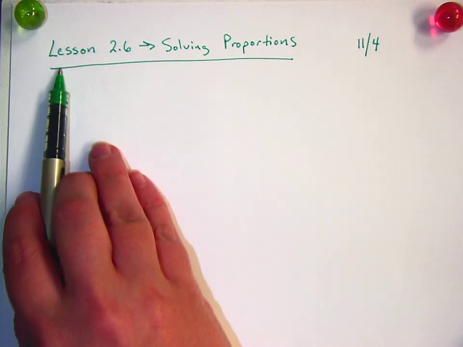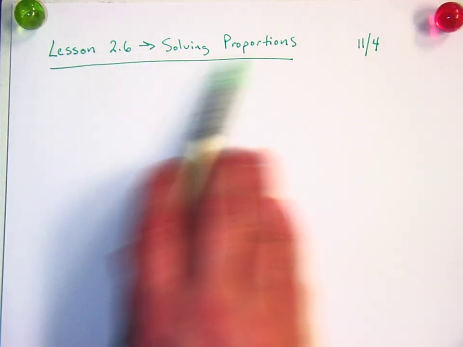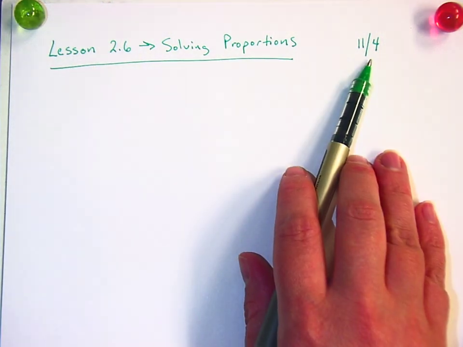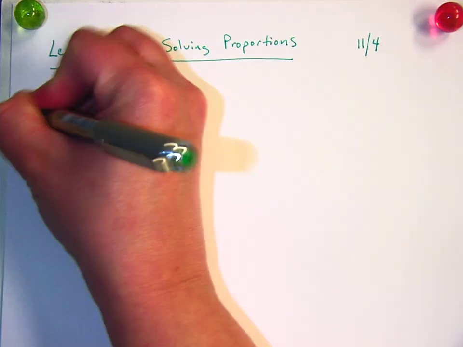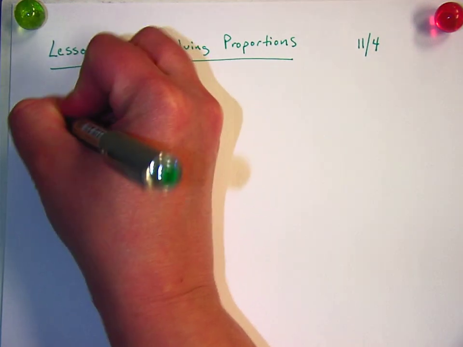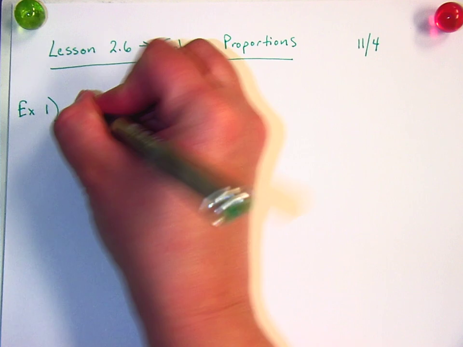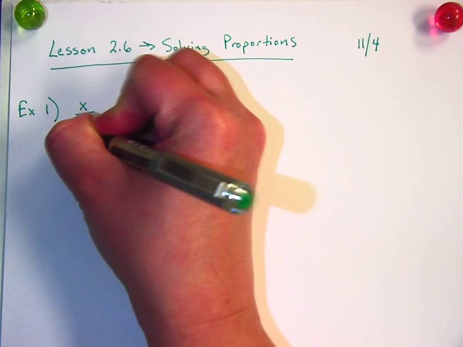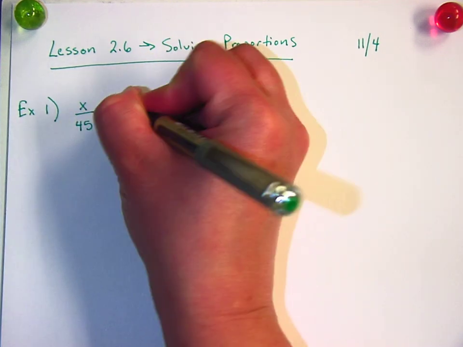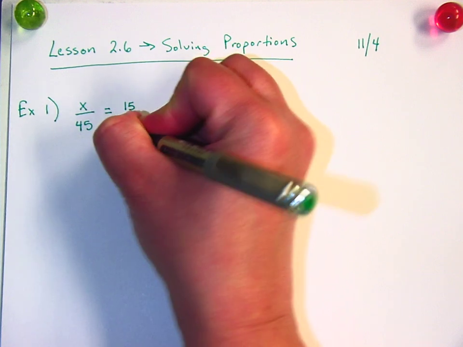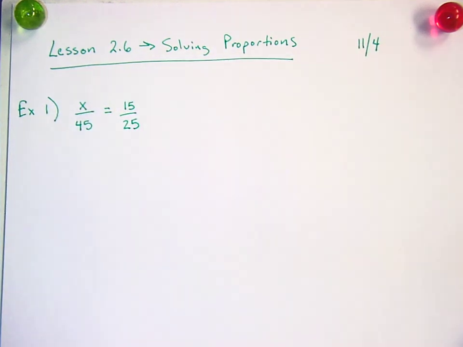All right, today's lesson is 2.6, solving proportions. Today is 11/4, Friday. We're going to do 4 examples today. And then we'll finish this lesson on Monday with a couple more story problem type examples, which will not be too hard.